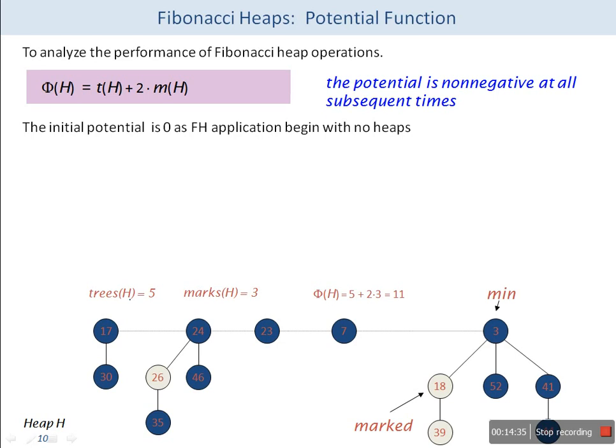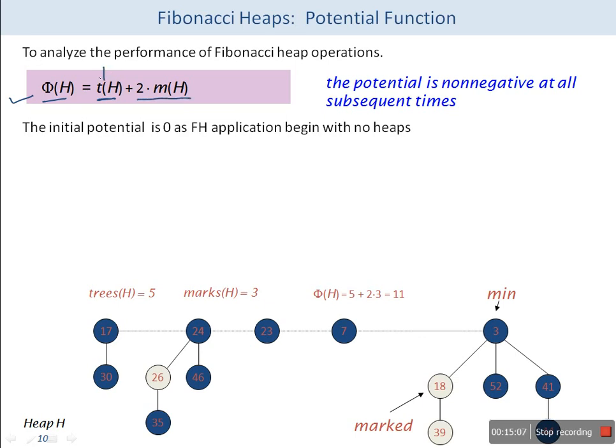Now another important thing about the Fibonacci heap is the potential function. The potential function is generally used to analyze the performance of a Fibonacci heap, or of any type of priority queue. Let me give you the formula. As you can see, phi of h is equal to the number of trees of h plus 2 times m of h.